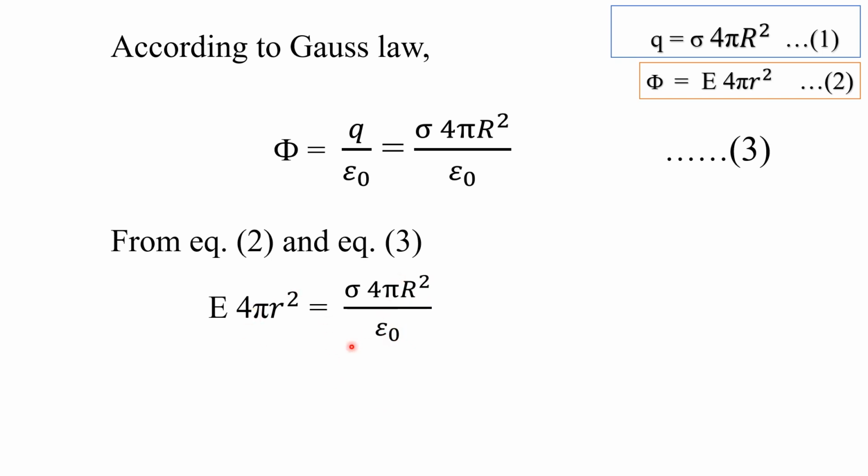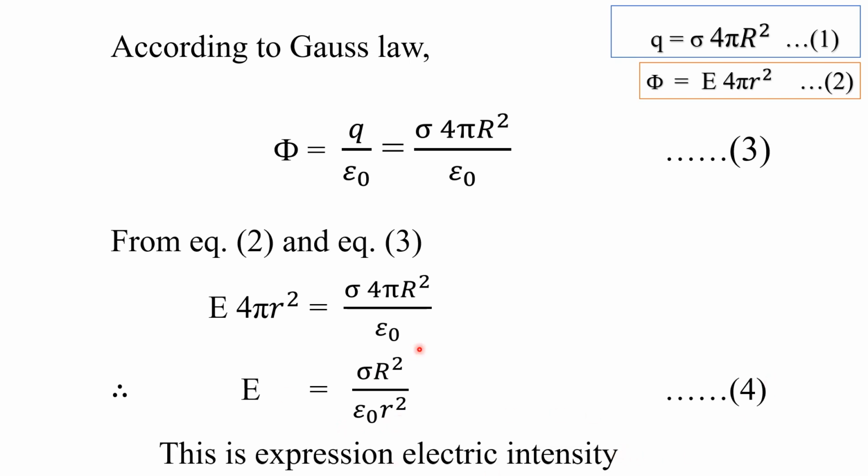Here 4 pi gets cancelled and we get our required equation, that is E is equal to sigma R square upon epsilon 0 r square. So this expression is called the electric intensity outside a charged conducting sphere. In the next article we will see two different cases regarding the conducting sphere.